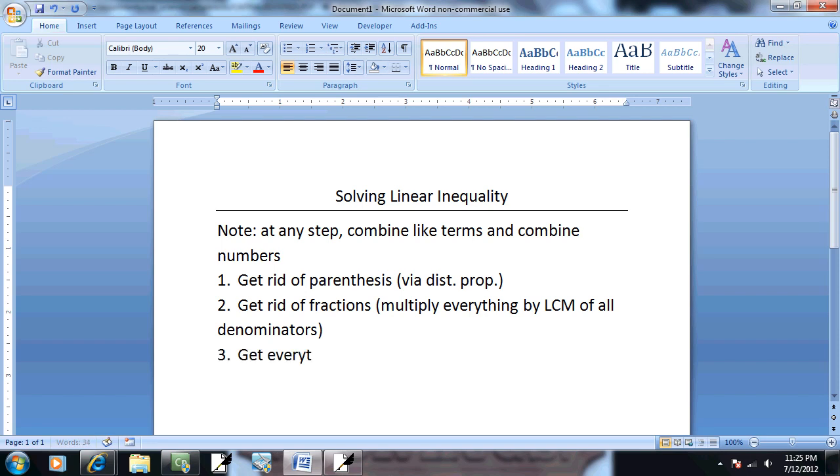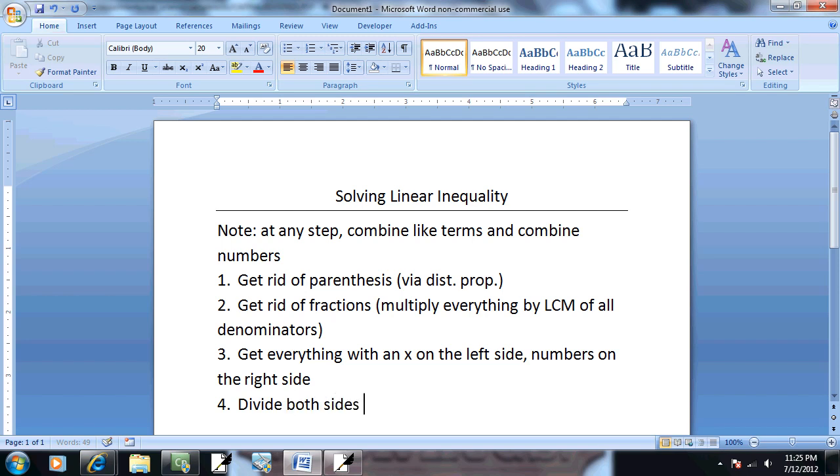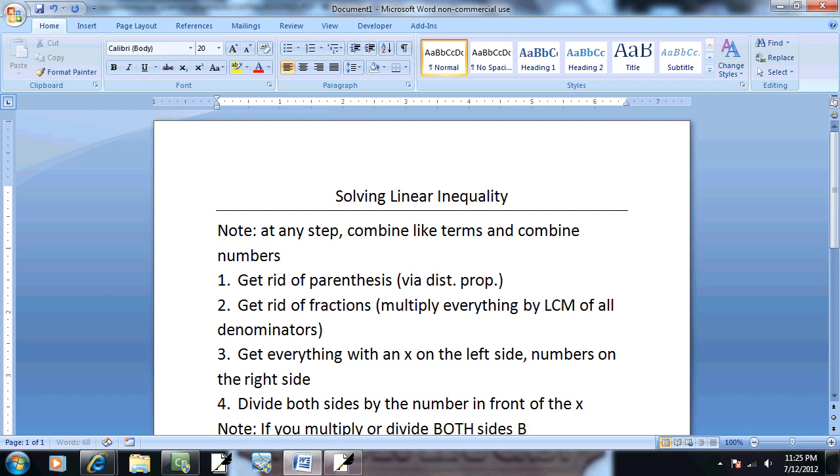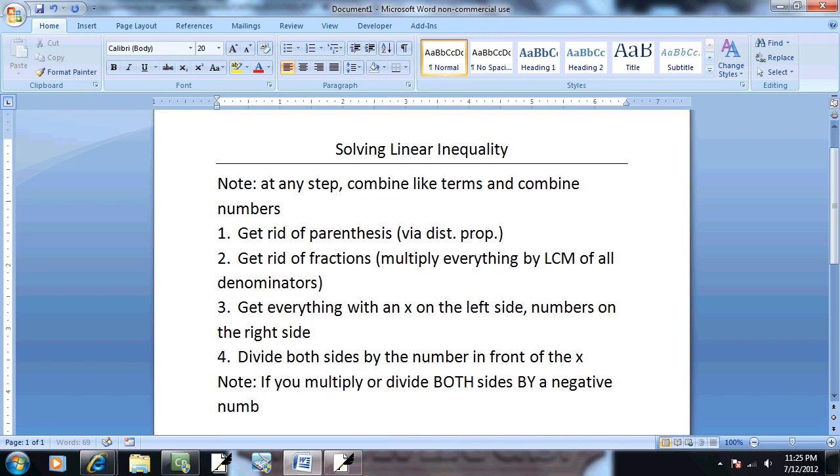Step 3, get everything with an X on the left side, numbers on the right side. Technically, you don't have to do that, but it already puts it in perfect form, so you don't have to worry about anything. Step 4, divide both sides by the number in front of the X. And we have a note that says if you multiply or divide both sides by a negative number, flip the inequality symbol.